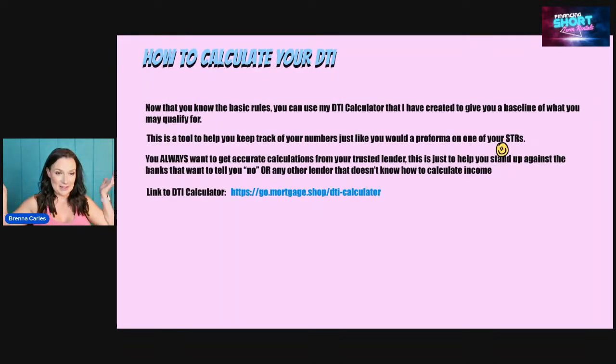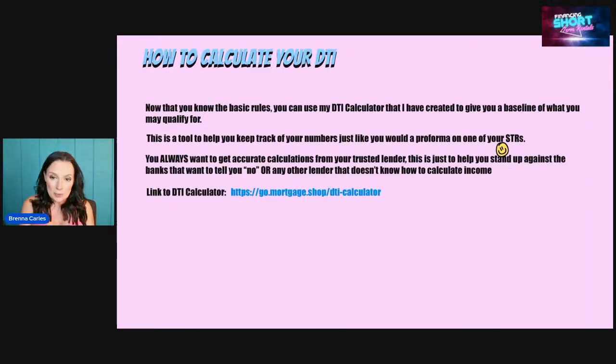How to calculate your debt to income ratio. So I've told you all the things that count against it. How do you calculate it? Now that you know the basic rules, you can use my debt to income ratio calculator that I've created to give you a baseline of what you may qualify for. This is a tool to help you keep track of your numbers, just like you would a pro forma on one of your short-term rentals, okay? You kind of always want to play with this to keep up to date with what you could or could not qualify for. You always want to get accurate calculations, though, from your trusted lender.